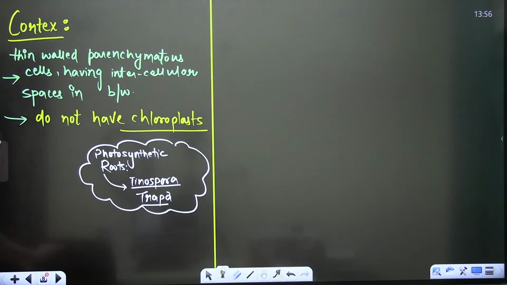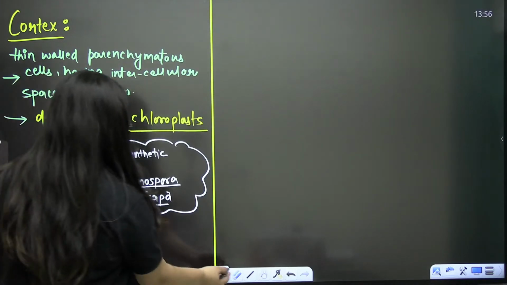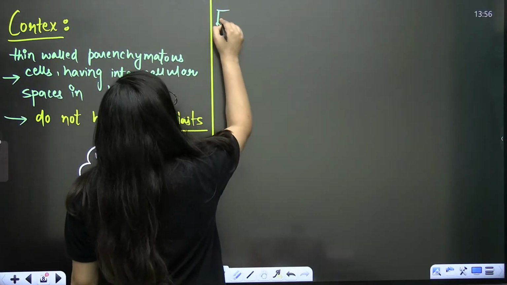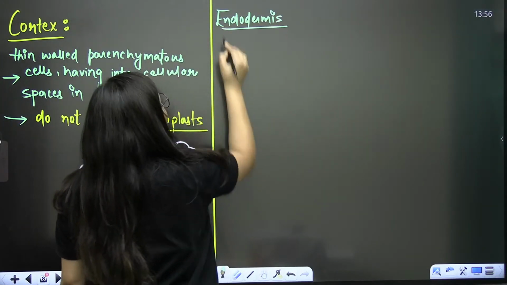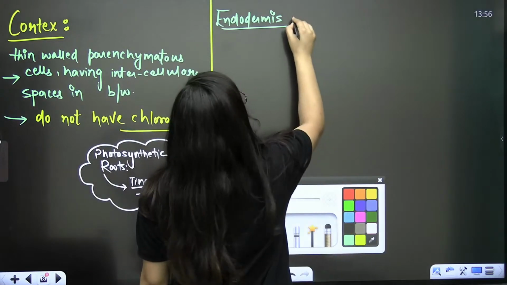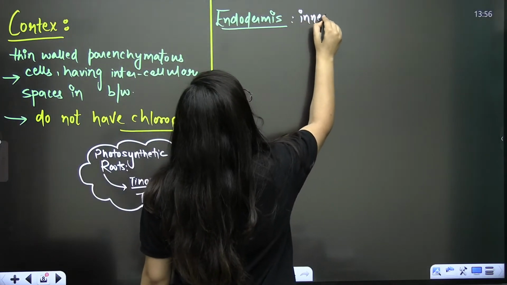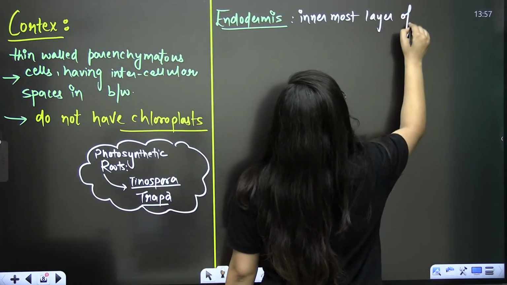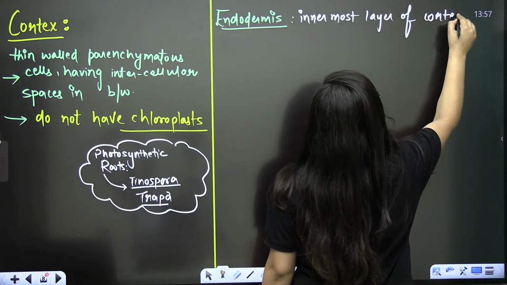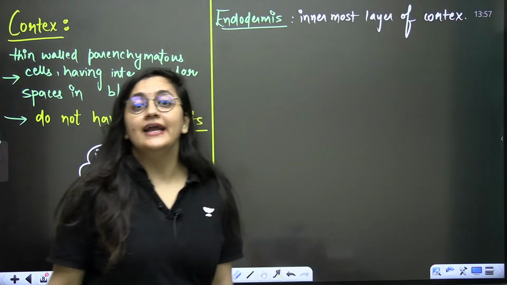So next to it is your endodermis. Yes or no? Next to it is your endodermis. So you know that here endodermis is playing a major role. Endodermis, remember this point always. It is the innermost layer of the cortex, the endodermis.